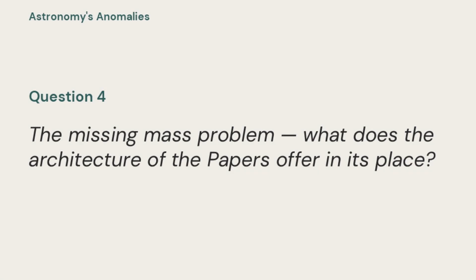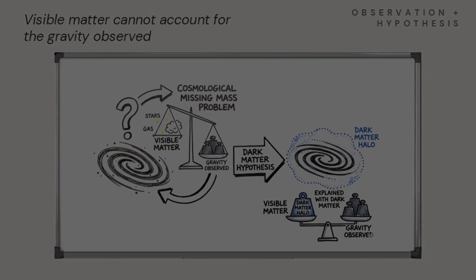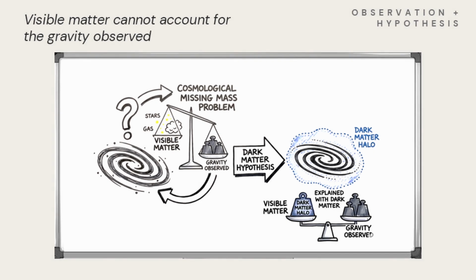Question 4. The missing mass problem. What does the architecture of the papers offer in its place? Galaxy rotation curves measure how fast stars and gas orbit the center of a galaxy, as a function of distance from that center.